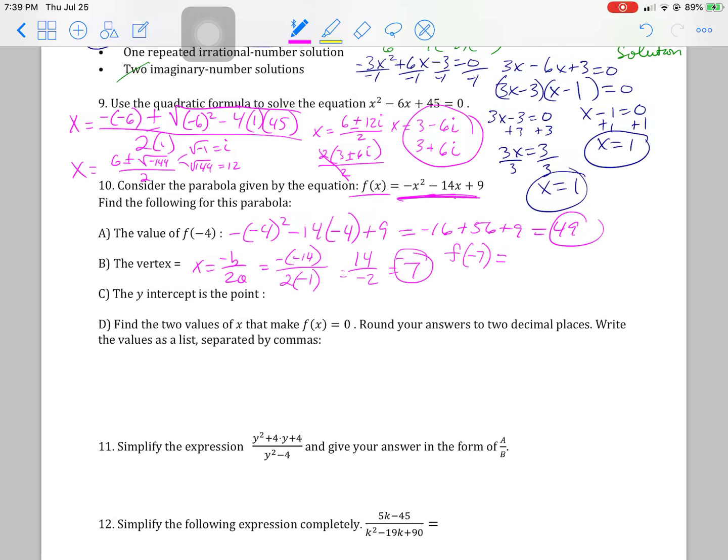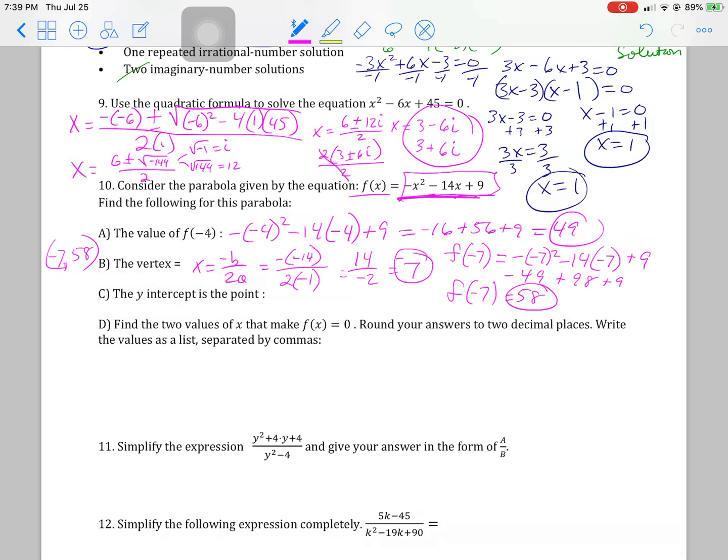And remember, we're up here still. I'm sorry, this is getting kind of messy. So negative 7 squared minus 14 times negative 7. Watch all these negatives here. Plus 9. Okay, so this is negative 49 plus 98 plus 9. So f of negative 7 equals 58. Okay, so that means the vertex, the answer to this problem, is negative 7, 58 in the ordered pair.